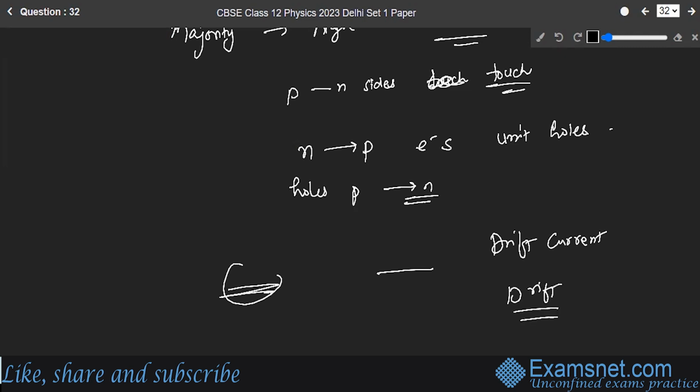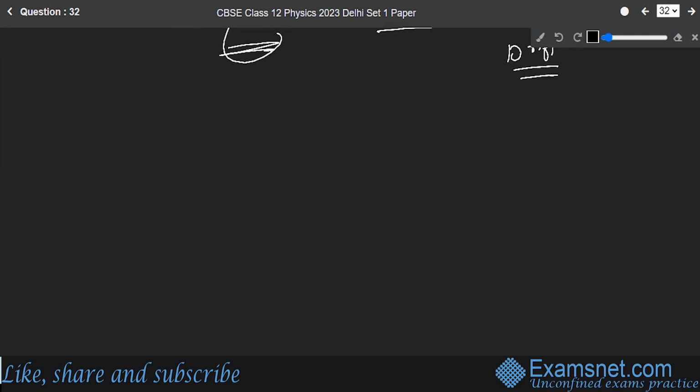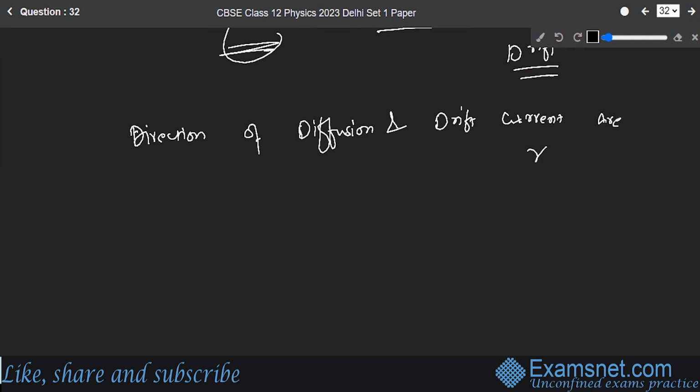The directions of the diffusion and the drift current are reversed. Now, this is the second one.